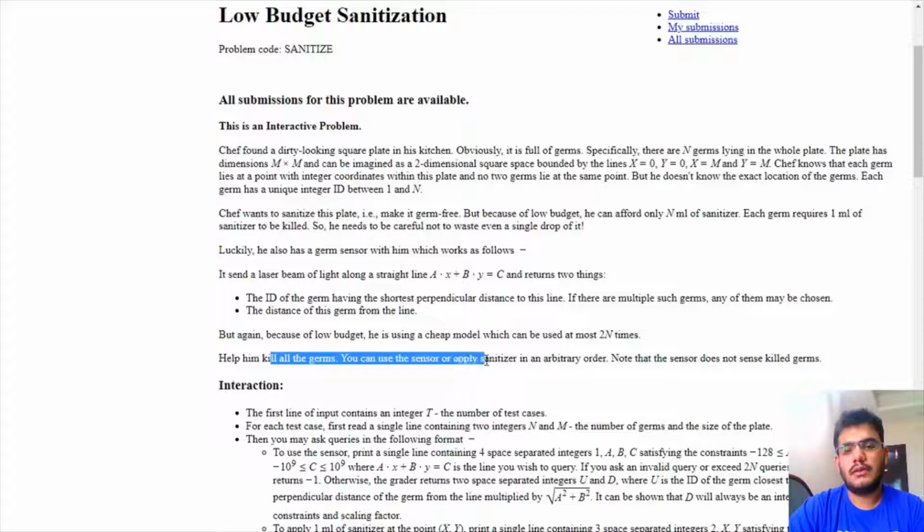You can use the sensor or apply sanitizer in arbitrary order. Note that the sensor does not sense the killed germs. So suppose you have killed a particular germ, then in the upcoming queries, when you are applying the sensor, it will not detect that particular germ.